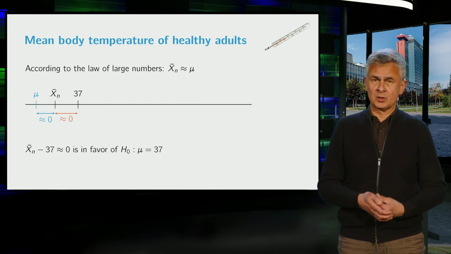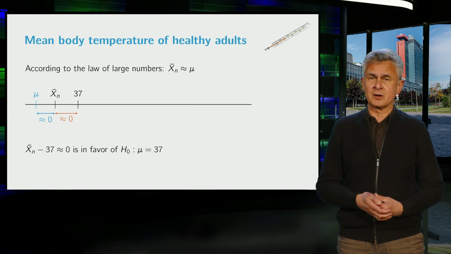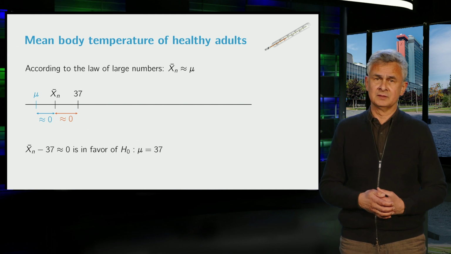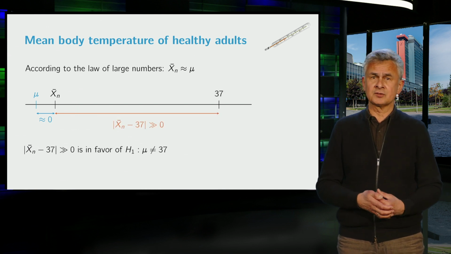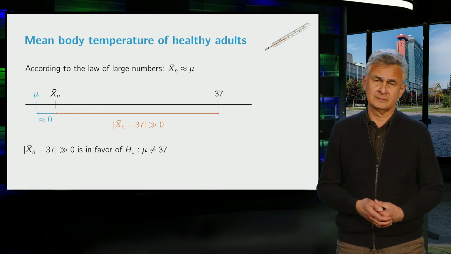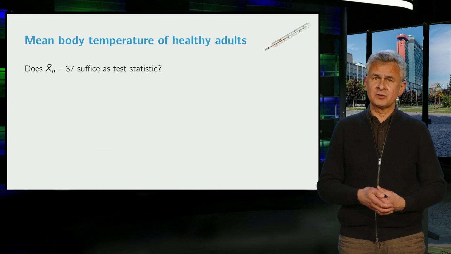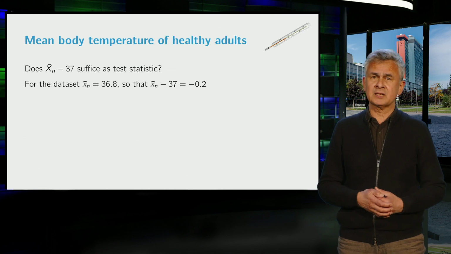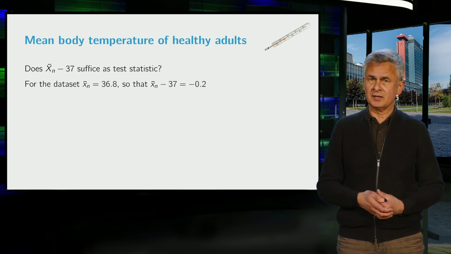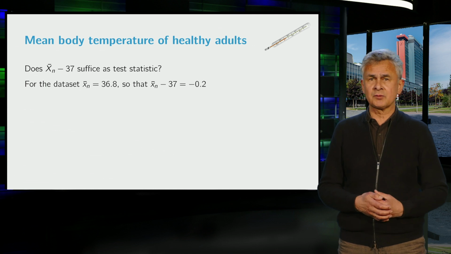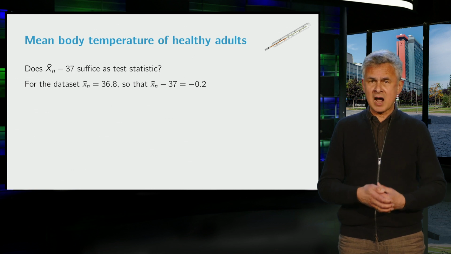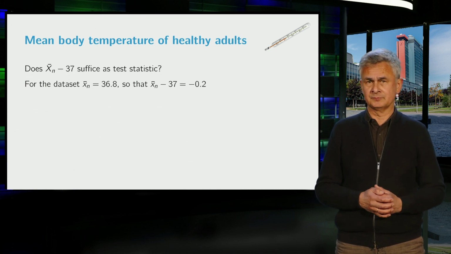Since the sample mean is close to mu, realizations of x bar minus 37 close to 0 are in favor of the null hypothesis. On the other hand, realizations of this difference far away from 0 are in favor of the alternative hypothesis. Now, does this mean that the difference itself suffices as a test statistic? Well, for our dataset, we find the value 36.8 for the sample mean, so that the difference with 37 is equal to minus 0.2. Now, how should we interpret this difference?